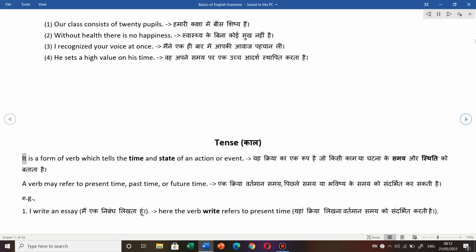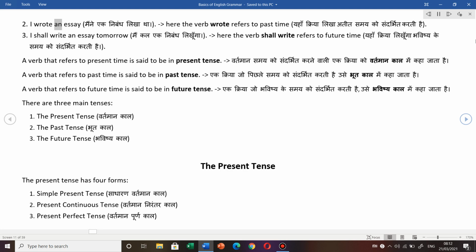Tense. It is a form of verb which tells the time and state of an action or event. A verb may refer to present time, past time, or future time. For example, I write an essay. Here the verb write refers to present time. I wrote an essay. Here the verb wrote refers to past time. I shall write an essay tomorrow. Here the verb shall write refers to future time.